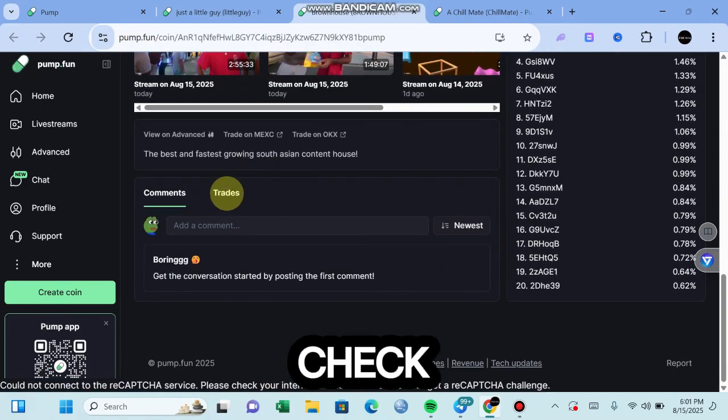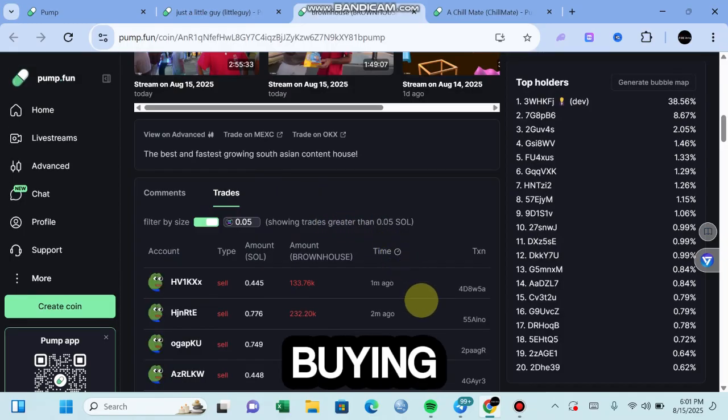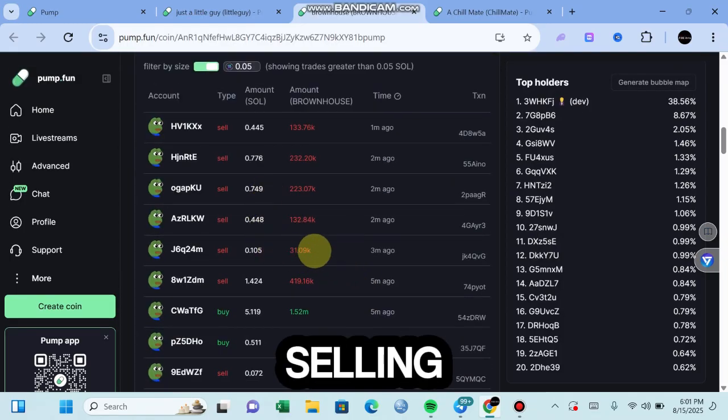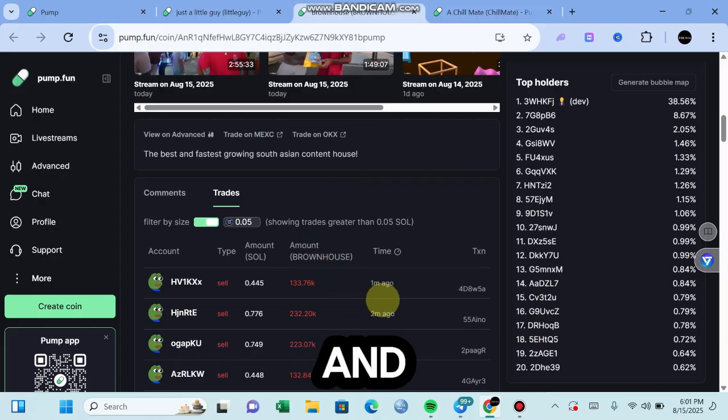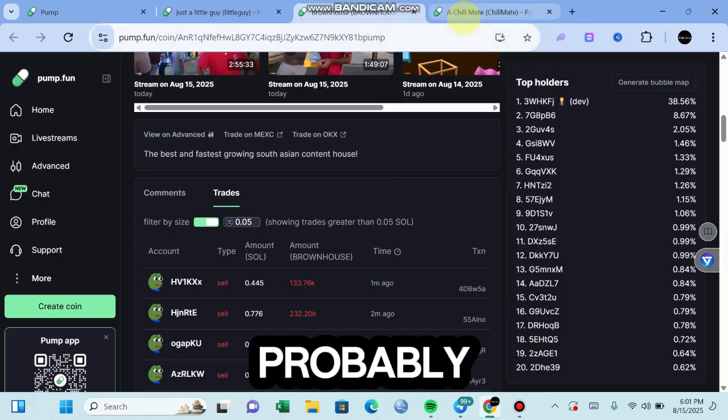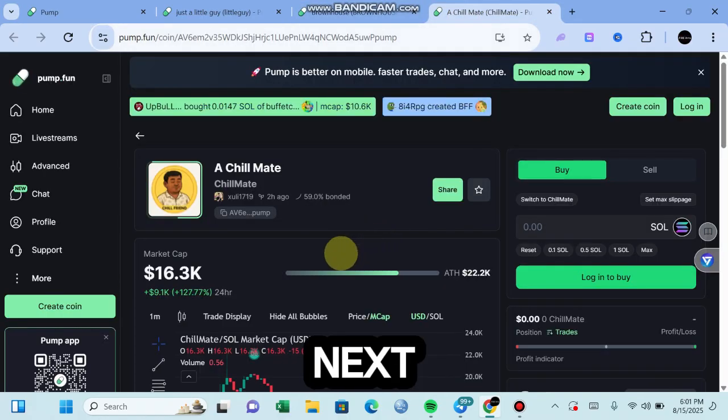At the same time, you can also check the trades to see if people are buying. You can see most people are selling. This coin is probably going to run to zero. And the last time somebody bought this coin was about 1 month ago. So this is not a very good coin that you can look into. So let's check the next one.